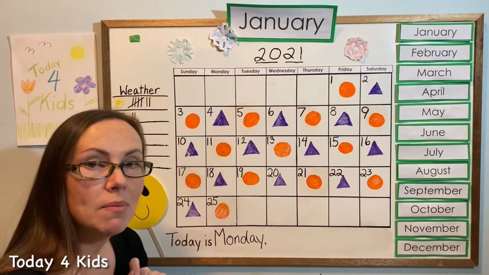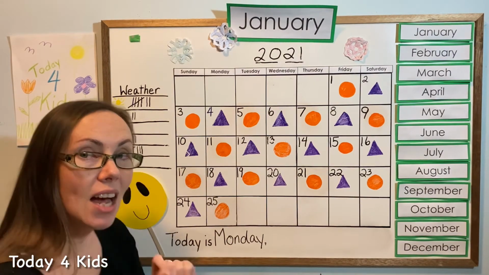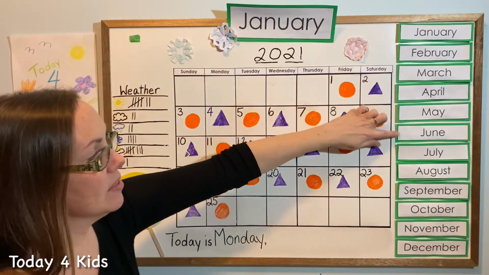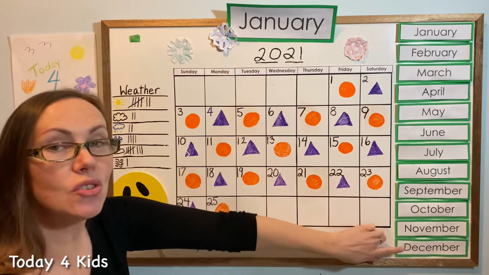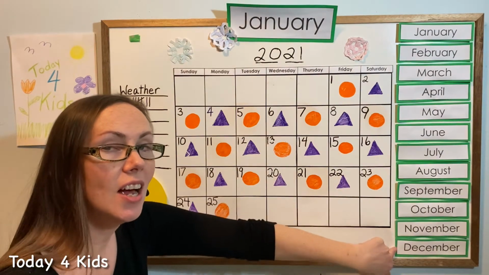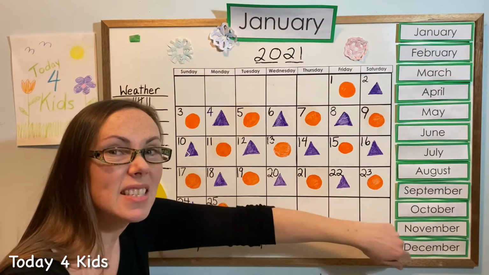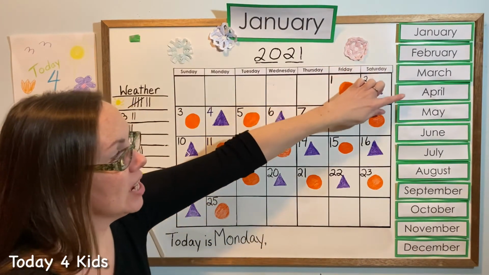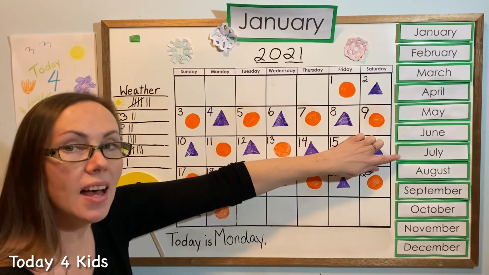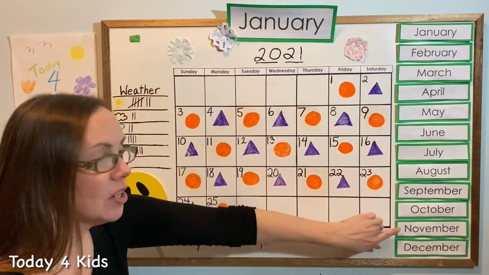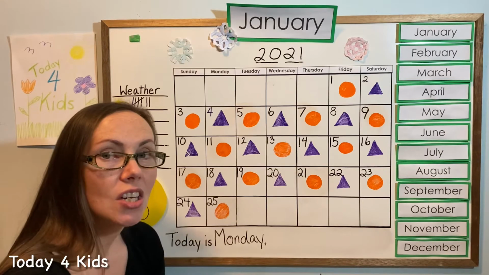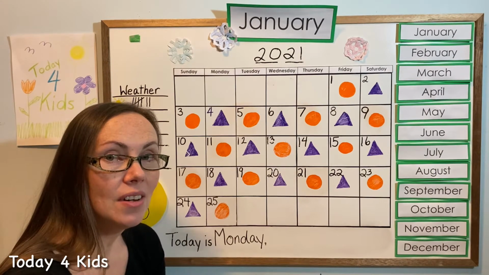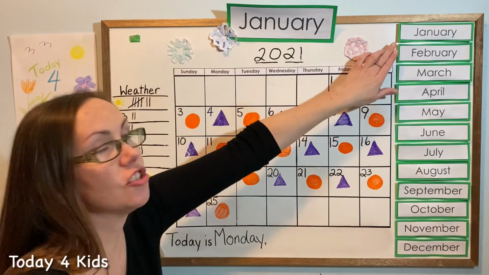Do you remember how many months are in the year? Let's count and see if your guess is correct. Ready? 1, 2, 3, 4, 5, 6, 7, 8, 9, 10, 11, 12. 12 months in the year. Let's go back to the beginning and see if we can say the names of each month. Are you ready? January, February, March, April, May, June, July, August, September, October, November, December. Good job. And do you remember which month is the month that we are in right now? The first month of the year, January.